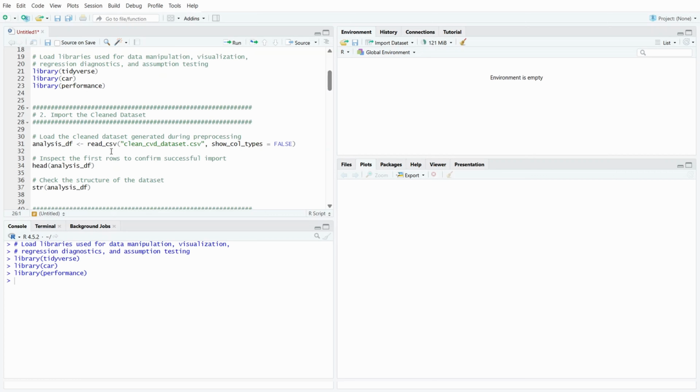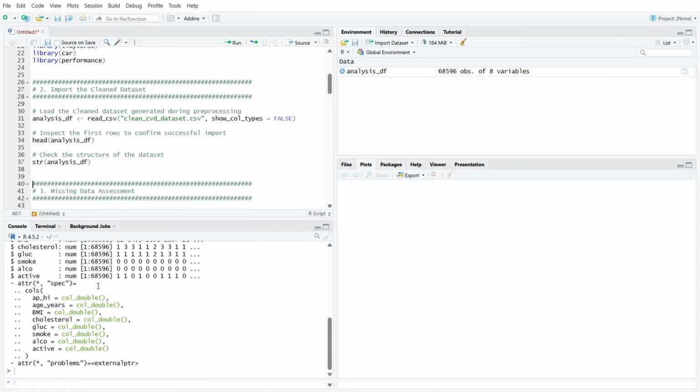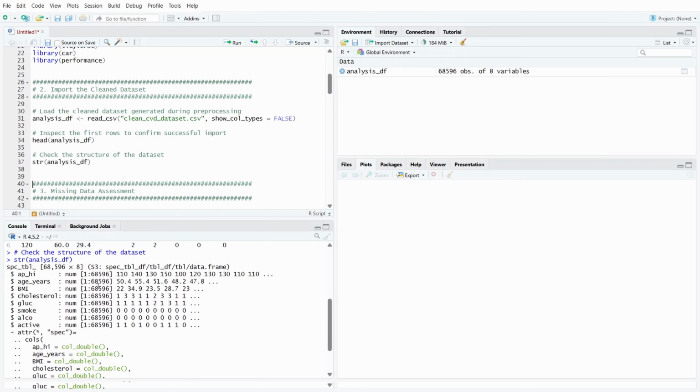Next, we import the cleaned dataset using the read_csv function. This dataset has already been cleaned to remove impossible or unrealistic observations. After importing the data, we inspect it using functions such as head to view the first few rows and str to understand the structure of the dataset. This helps us verify that the data has been loaded correctly and that the variables have the expected format.